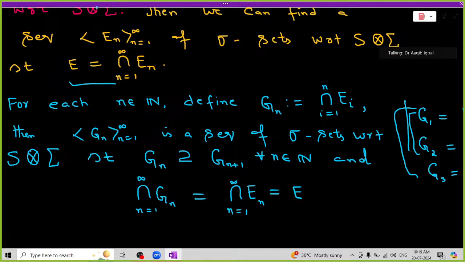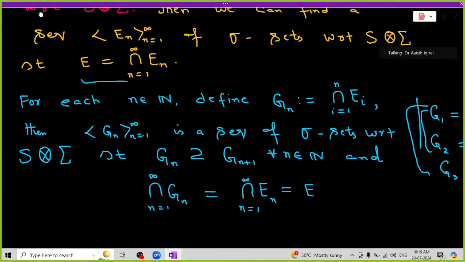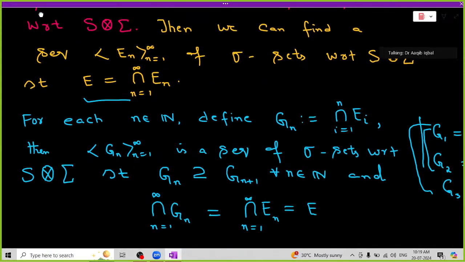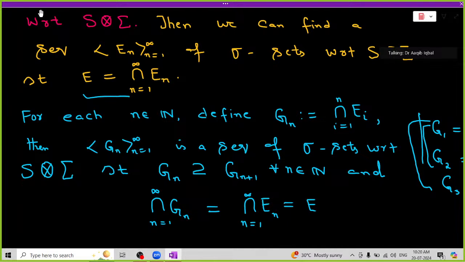So the moral of the story is, from this sequence I have created another sequence. From the sequence En I have created another sequence Gn with the same properties. The properties that are in the En sequence are also in the Gn sequence. En is a sequence of sigma sets. Gn is a sequence of sigma sets. Intersection of Ens is E. Intersection of Gn's is also E.